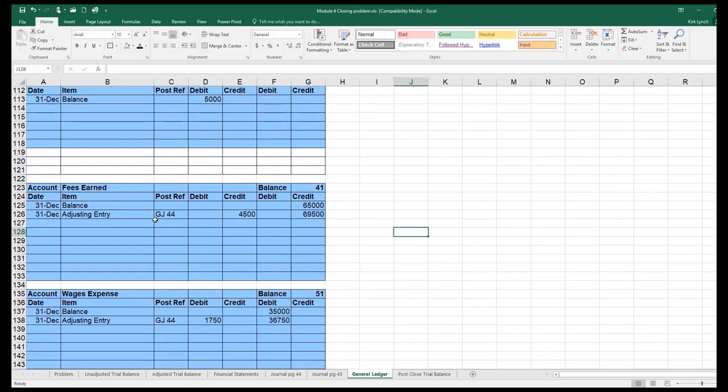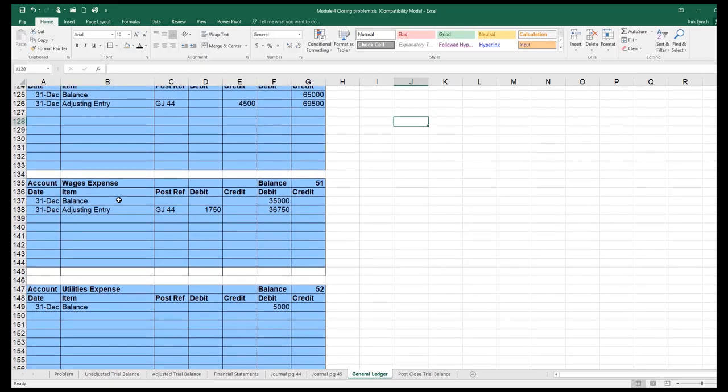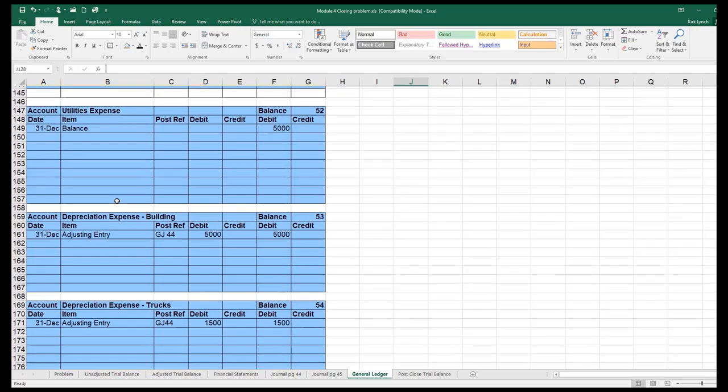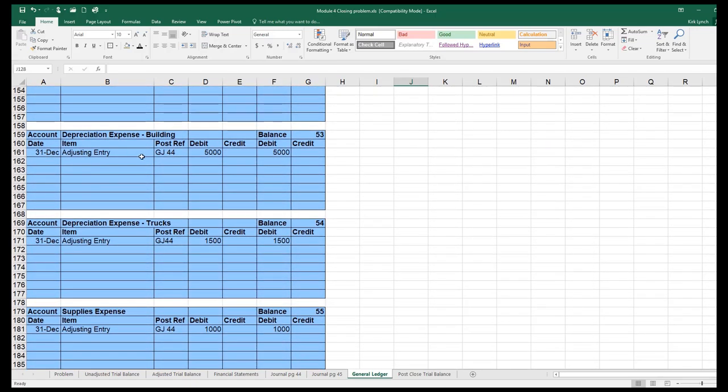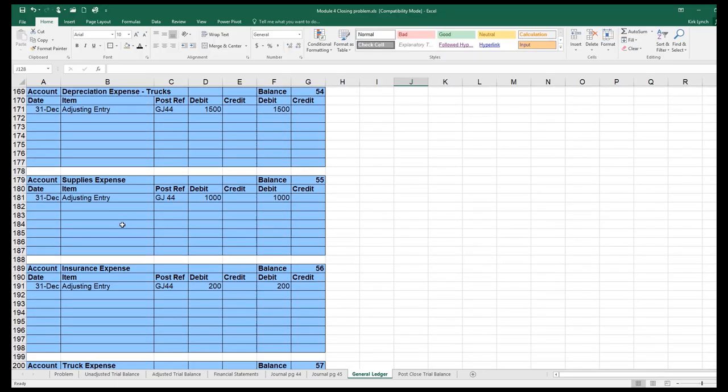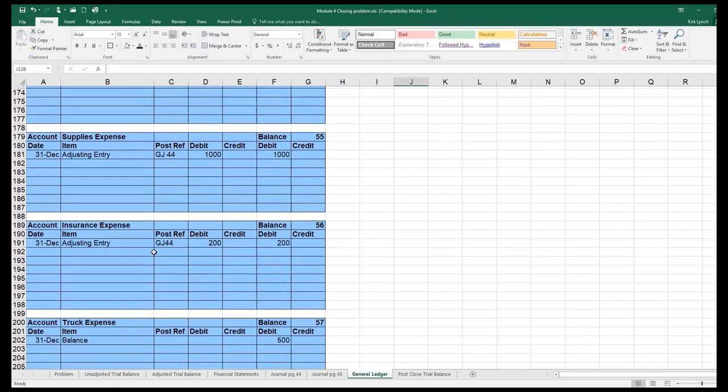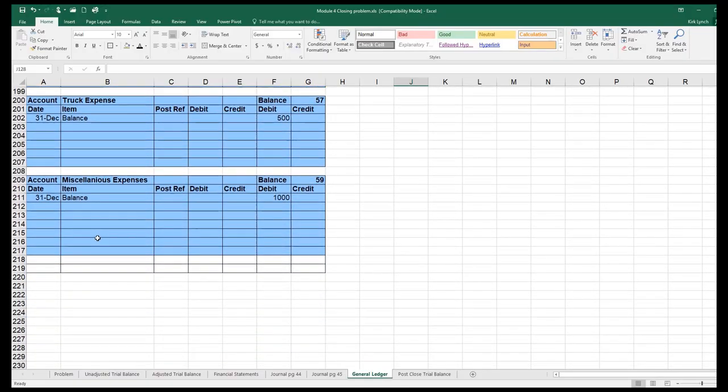Our fees earned has been updated. Our wages expense has been updated. And then a few accounts that did not have balances before in the expense category now do have balances, for depreciation expense on our building and on our trucks. There's our supplies expense. Our insurance expense has been updated, and that takes care of it.